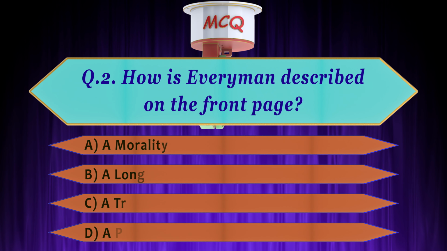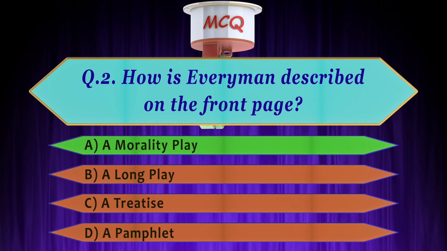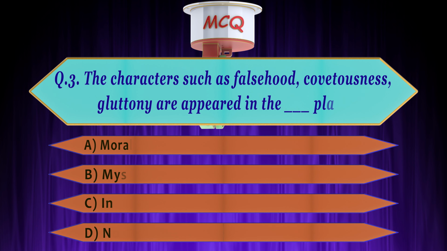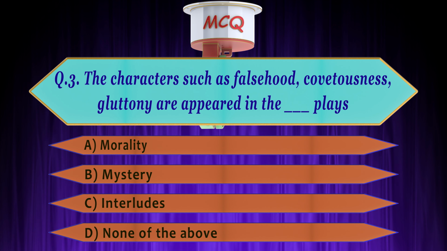So the next question is, how is Everyman described on the front page? Actually, Everyman is a morality play. Okay, it's the best ever morality play. So option A is the correct answer. The next one is, the characters such as Falsehood, Covetous, Gluttony appear in dash plays. These are the allegorical characters. They are the bad virtues, bad characters that are personified in the morality plays. So option A is the correct one.